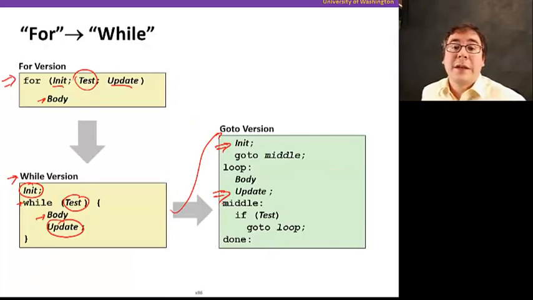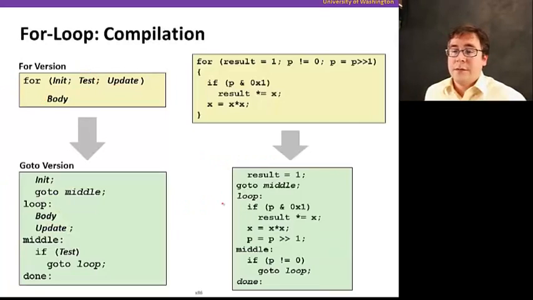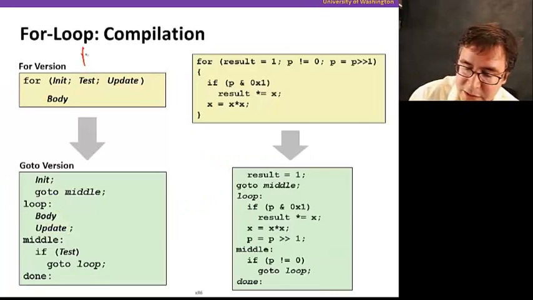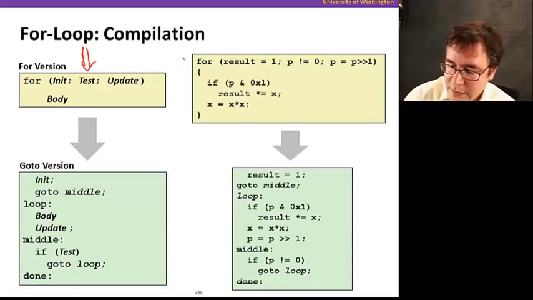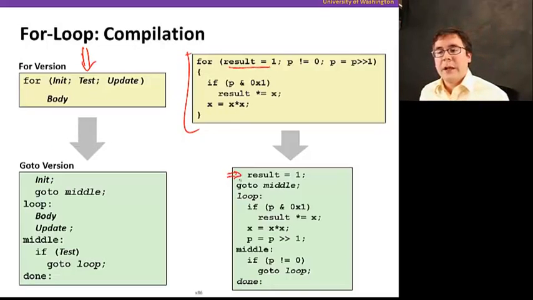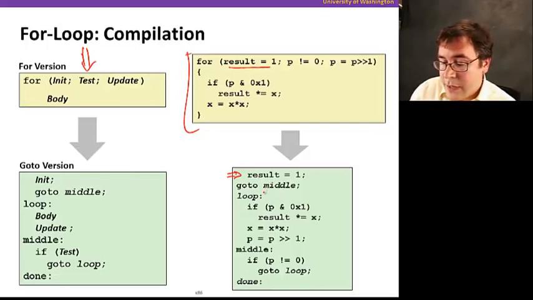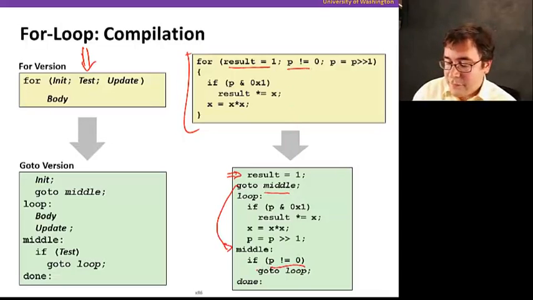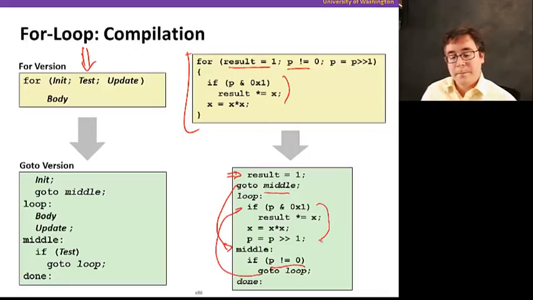So let's see how we apply this to the example that I just showed you in the previous slide. Okay. So here's the general version of the loop and the go-to version. Here's the code of our example. And note that the init now appears in the beginning, even before you evaluate whether the loop keeps going or not. So now we have go-to middle here, the same thing we had in while. That's where we jump to evaluate whether the condition holds. Okay. And then if the condition holds, we jump to the beginning of the loop to execute the body, which is what we have here.